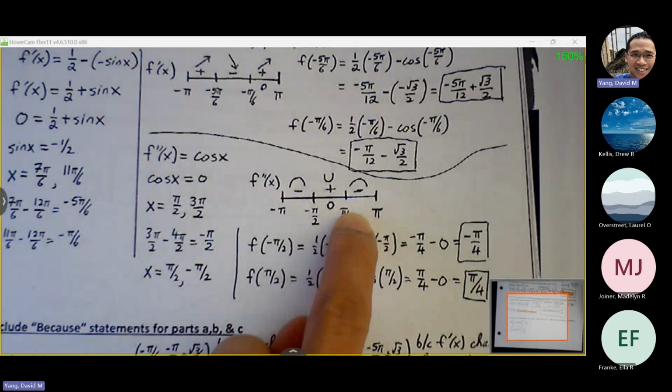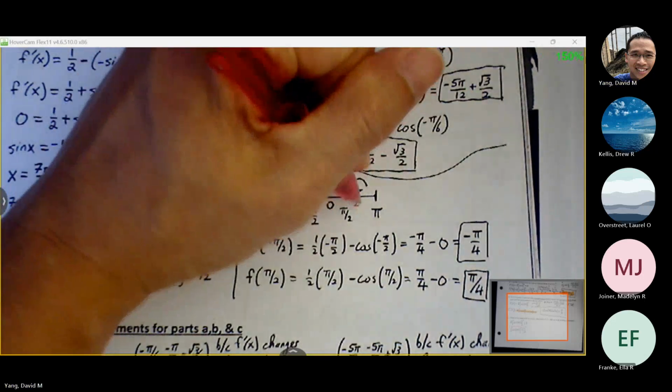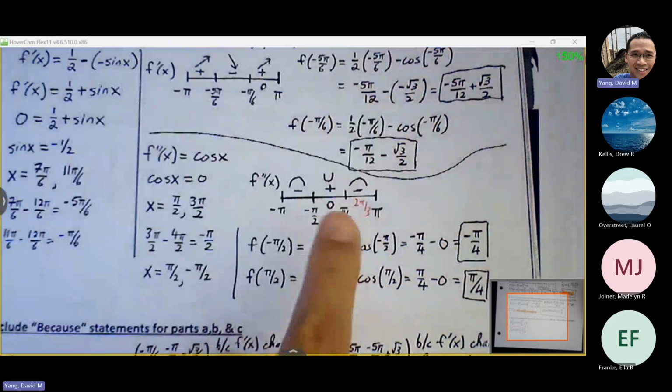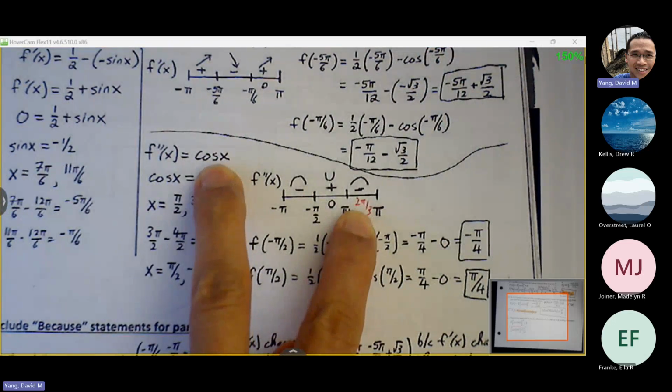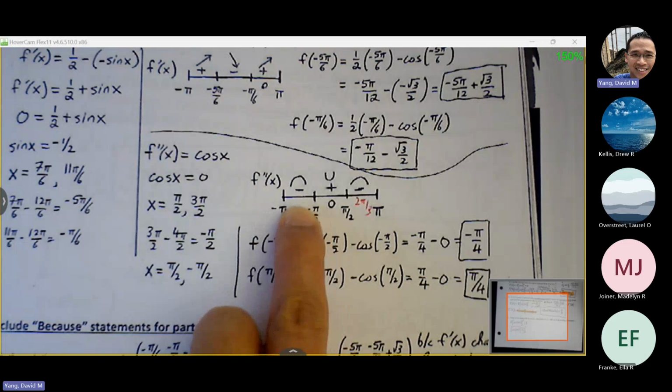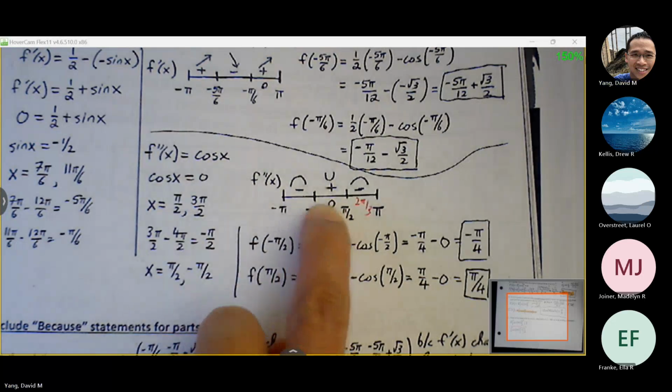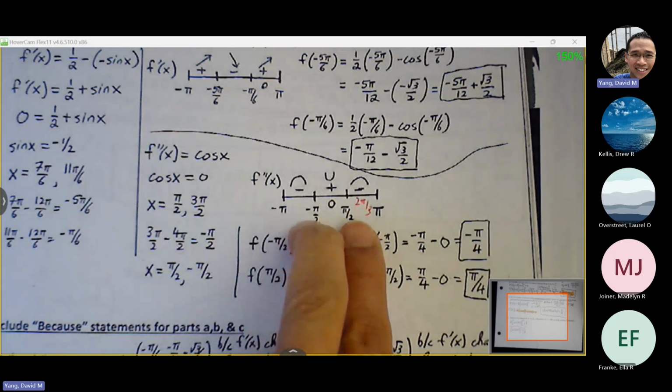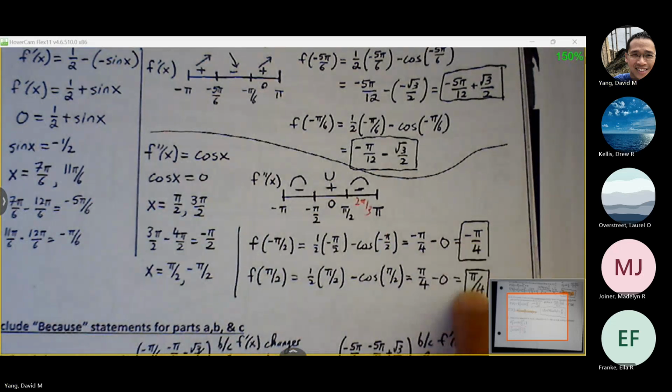So here I tested between pi over 2 and pi. You can choose anything in the second quadrant. I chose maybe 2 pi over 3. And I convinced myself that cosine in the second quadrant is negative. And this is basically in the third quadrant. Cosine in the third quadrant will be negative as well. So because of the change in sign, we know these are points of inflection. Plug them back into the original equation to get their y values.